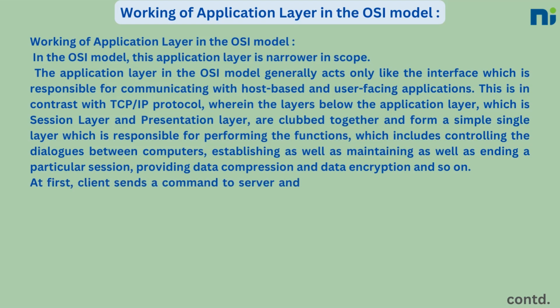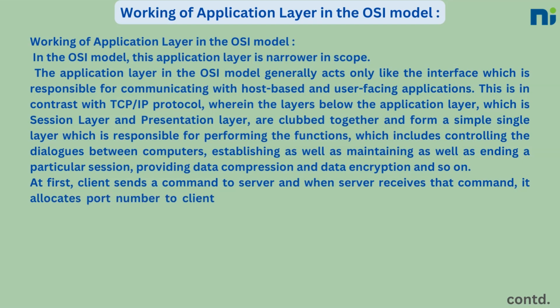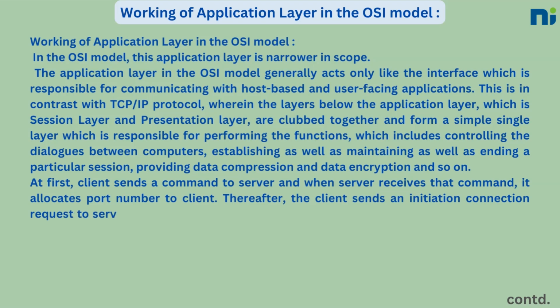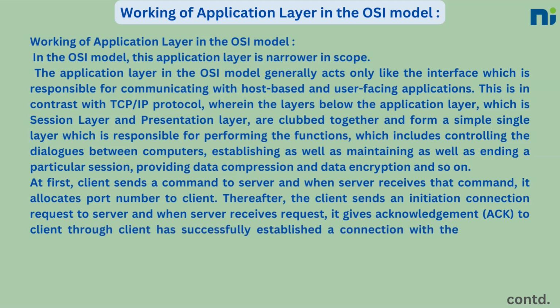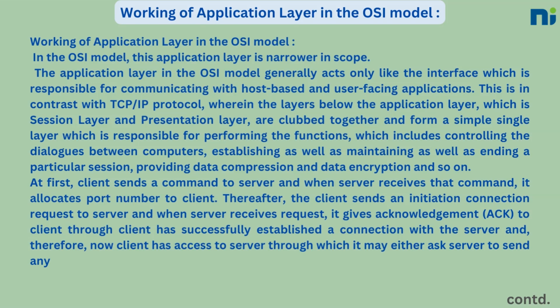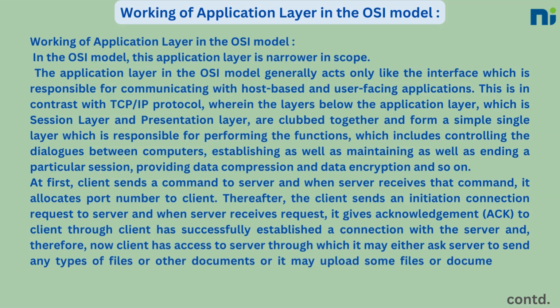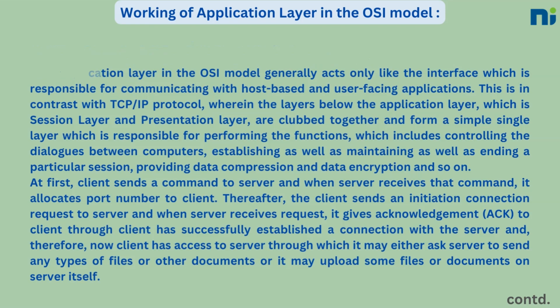At first, the client sends a command to the server, and when the server receives that command, it allocates a port number to the client. Thereafter, the client sends an initiation connection request to the server, and when the server receives the request, it gives an acknowledgement, ACK, to the client, through which the client has successfully established a connection with the server end. Therefore, now the client has access to the server, through which it may either ask the server to send any types of files or other documents, or it may upload some files or documents on the server itself.